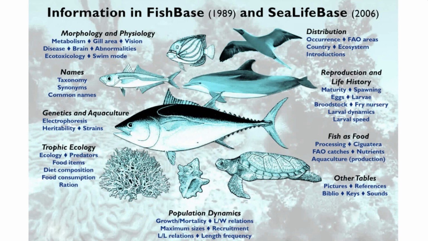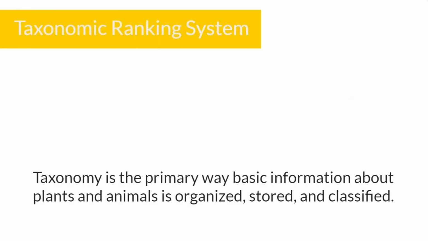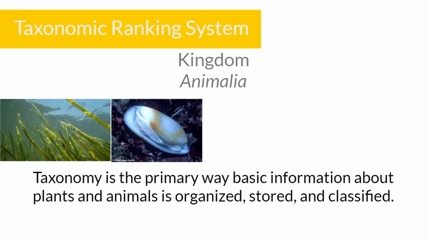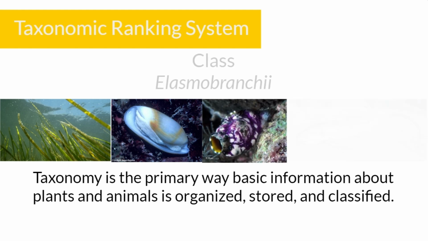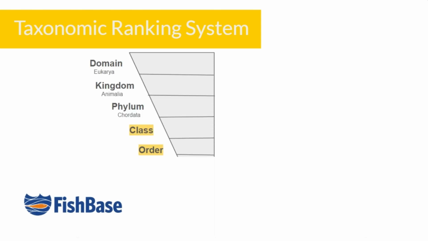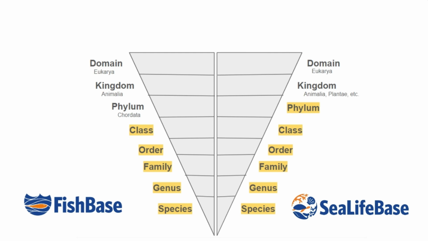The first step is to identify the species, and that starts with the name. Taxonomy is the primary way basic information about plants and animals is organized, stored, and classified. Here we show the general biological taxonomic ranking system. In FishBase, it covers class to species level only because all species are under phylum Chordata, while in SeaLifeBase, it covers phylum to species levels of classification given the different non-fish marine species groups.